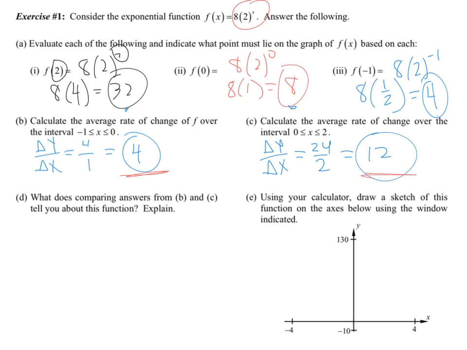So what does comparing the answers from B and C tell you about this function? Well, it's not linear. There's not a constant rate of change. So using your calculator, draw a sketch of this function on the axis below using the window indicated. So I'm going to plug in what it looked like on Desmos.